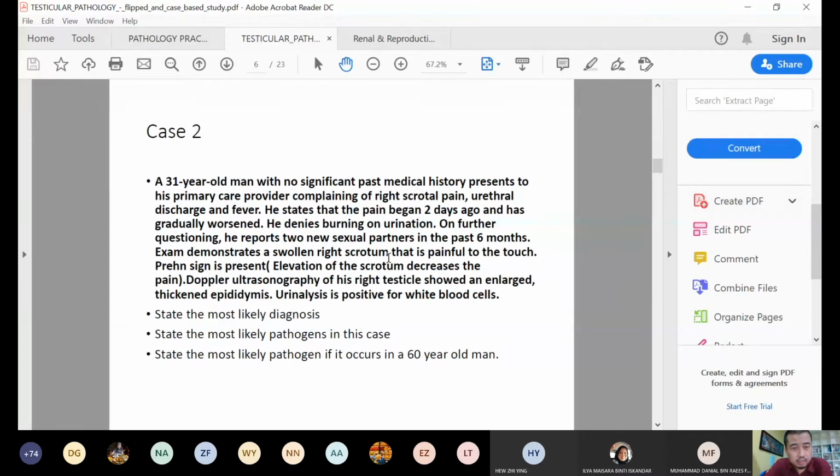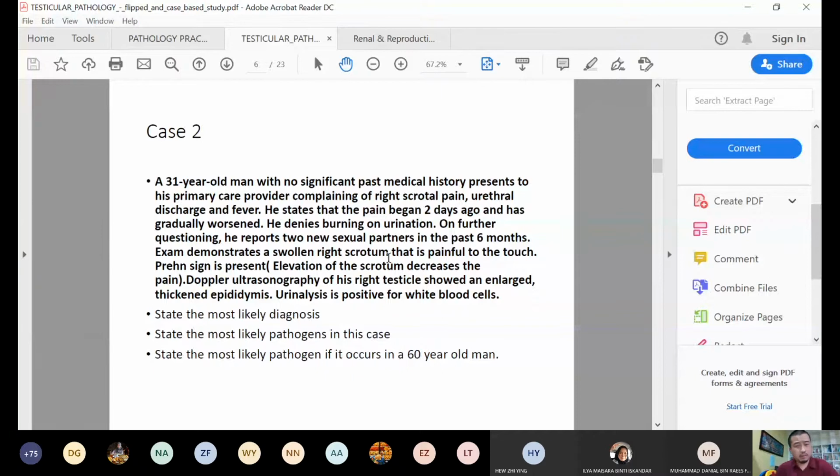Okay, so we go to case 2. This man presents with scrotal pain with urethral discharge and fever, and on further questioning, he reports 2 new sexual partners, and examination showed a swollen right scrotum. It's painful to touch. Prehn sign is present, so elevation of the scrotum decreases the pain. This test is to differentiate epididymitis from torsion. In torsion, the elevation of the scrotum does not decrease the pain.